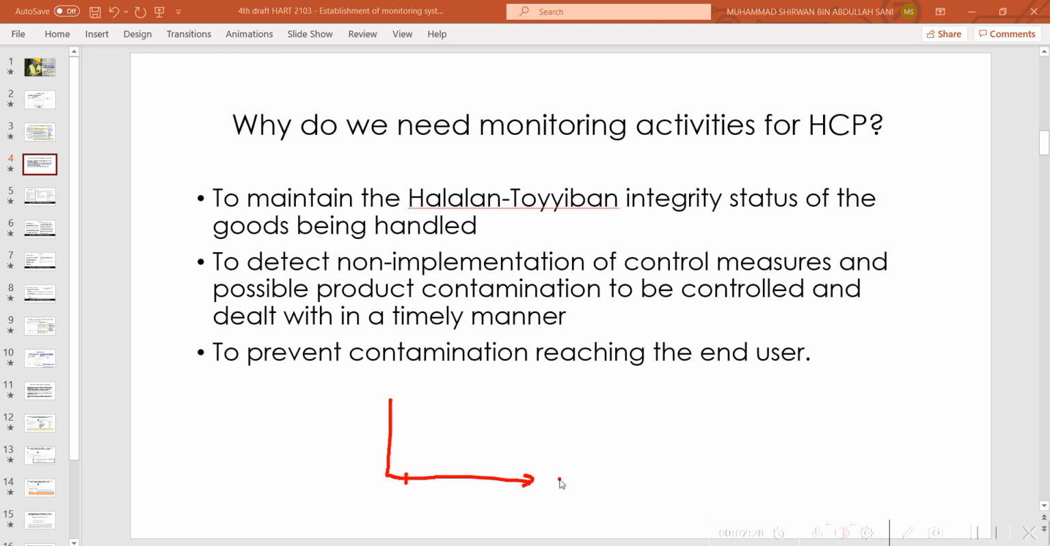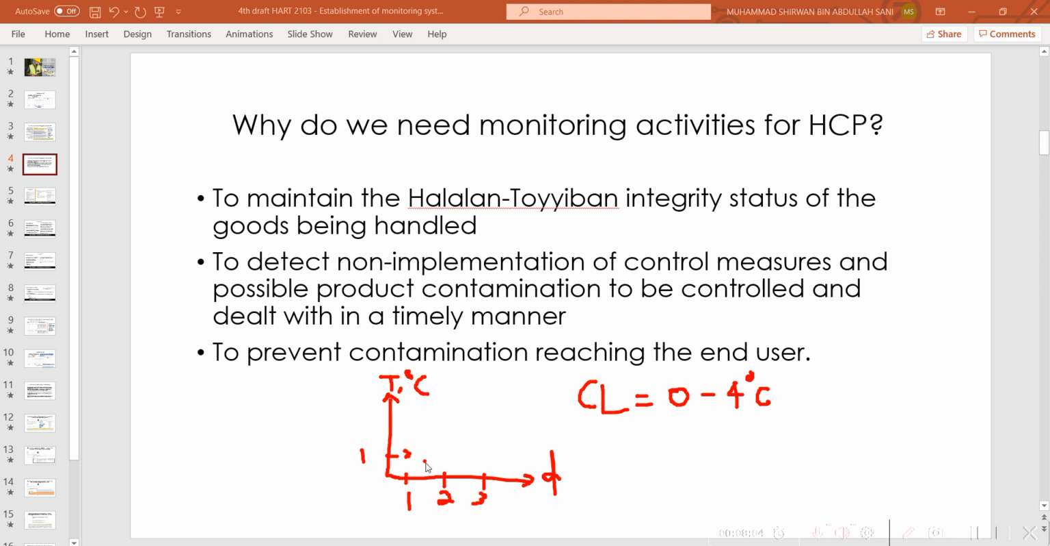This is day, this is the temperature. So day one, day two, day three, for example, and then you have to take note the critical limit for the chiller is between 0 until 4 degrees. All right. So every day I will take a temperature reading. For example, on the first day, I saw that the temperature is 1 degree Celsius. So I will plot.